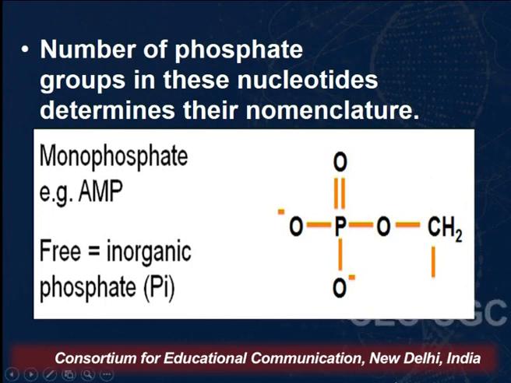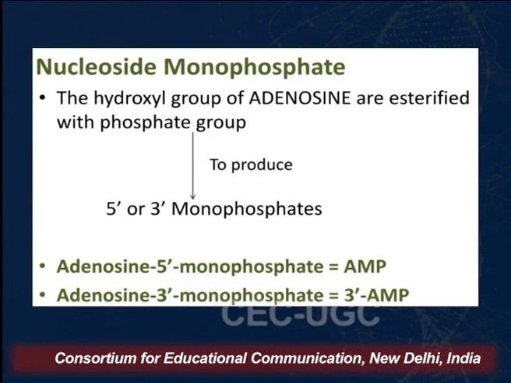So supposing, let us presume here that the base was adenine, or the nucleoside here was adenosine. So if the nucleoside here was adenosine, this would be named as adenosine monophosphate. This indicates that there is only one phosphate group and it is attached to the C5 of the ribose sugar.